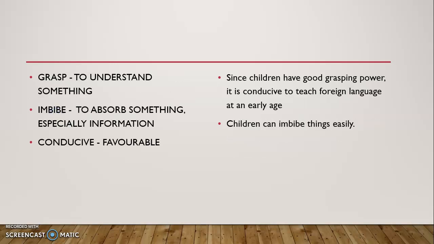Next word is grasp. Grasp means to understand something. Next is imbibe. Imbibe means to observe something, especially information. Next is conducive. Conducive means favorable. So let's use these words in a few sentences. For example, since children have good grasping power, it is conducive to teach foreign language at an early age.